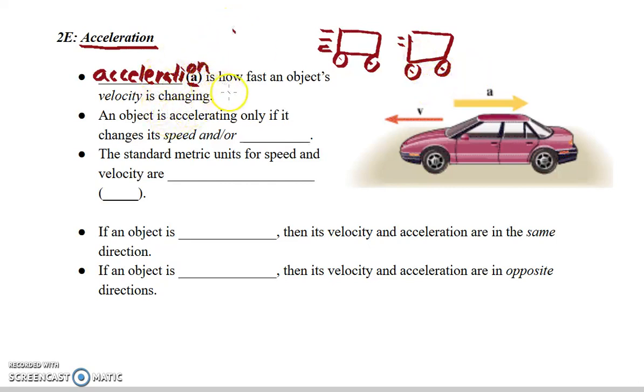Because acceleration is a change in velocity, remember velocity is two things: speed and direction. So an object is accelerating if its speed or direction is changing. If either the speed of an object or the direction changes, that means its velocity is changing, and that means you have acceleration of some kind. If it's changing the way it's going, or the rate at which it's moving, you have acceleration.